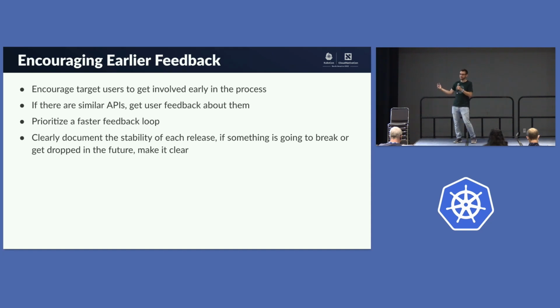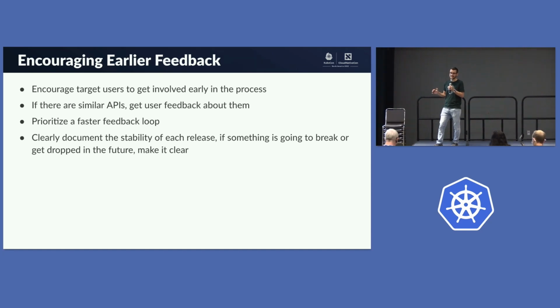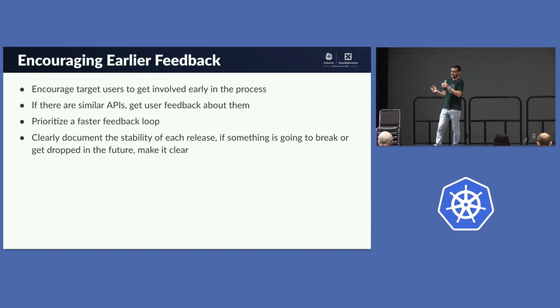Similar with service type load balancer. This is also the next generation of that concept, so trying to learn from the mistakes we made there and at least do better here. And finally, we really need to clearly document the stability of each release. So we need to accept that sometimes things will break, because if we want the best final API, we need to be willing to break things when we realize that what we released initially is not quite right.